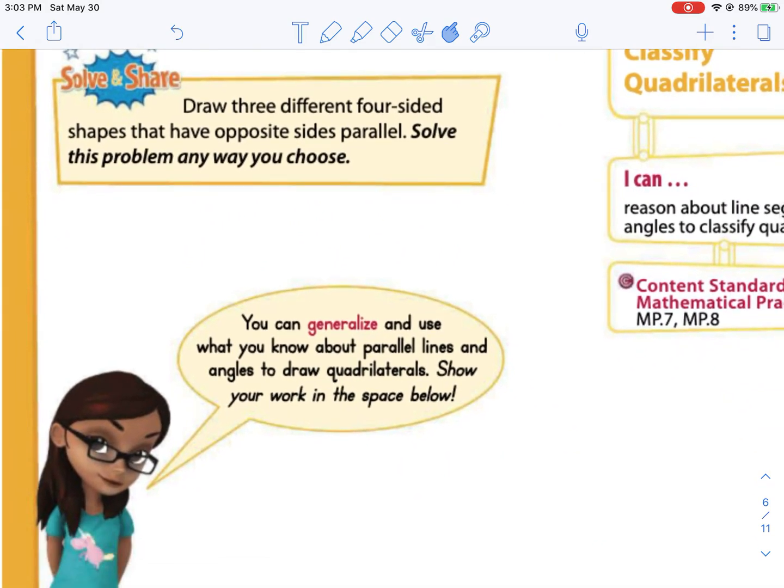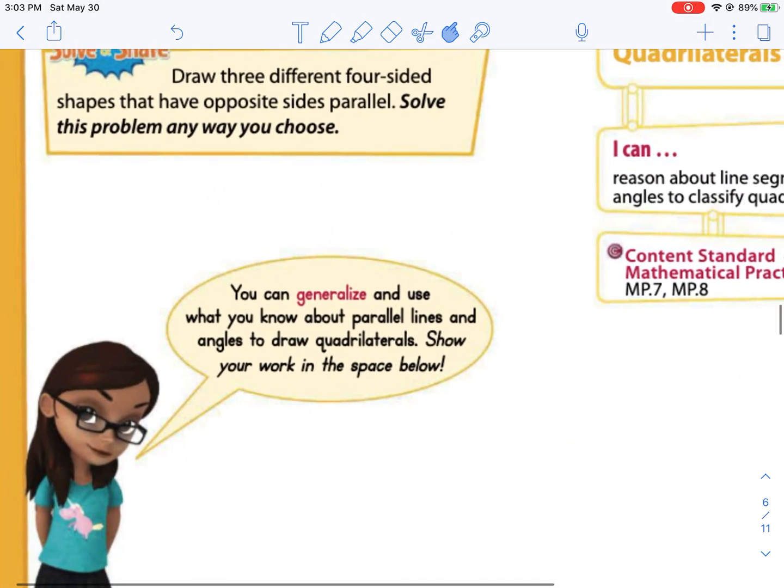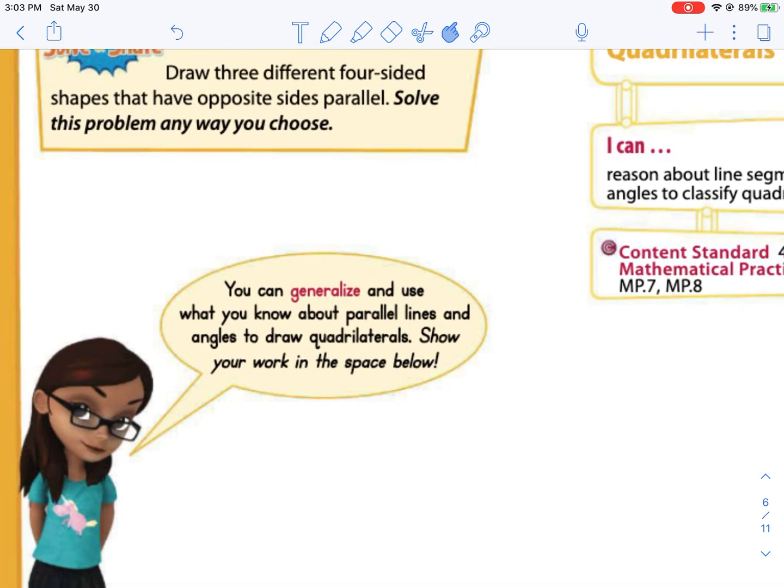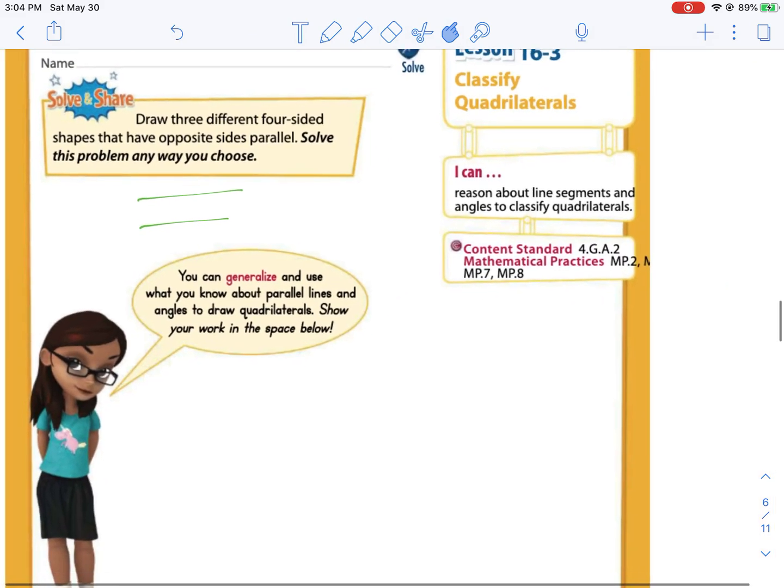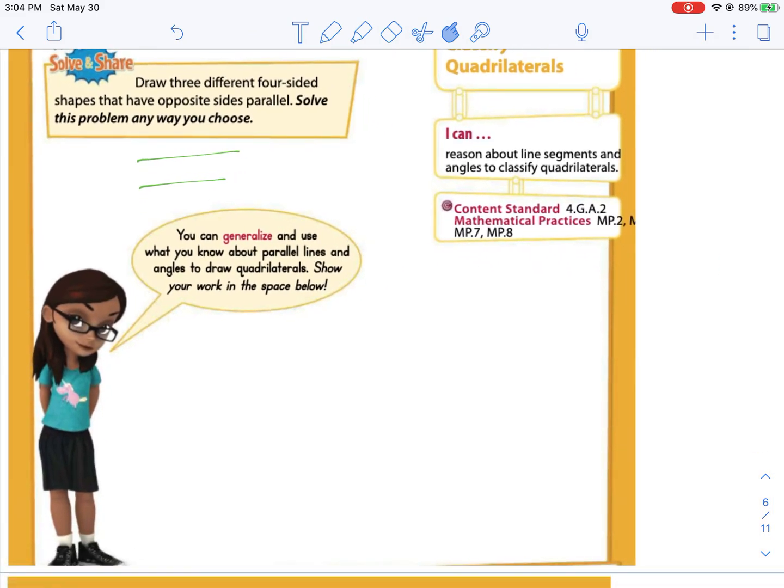All right, and it says here, draw 3 different 4-sided shapes that have opposite sides parallel. Opposite sides parallel. So remember, these are the parallel lines. Okay, and you need to draw 3 shapes with 4 sides that have parallel lines. So stop it right now and see if you can do this, okay?